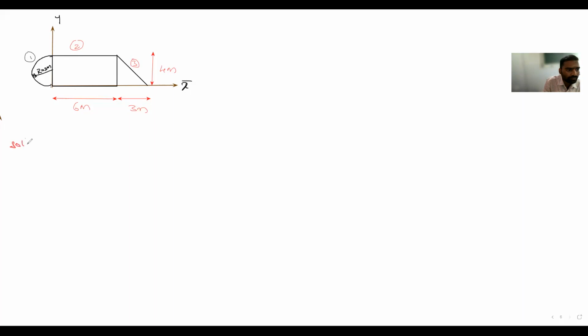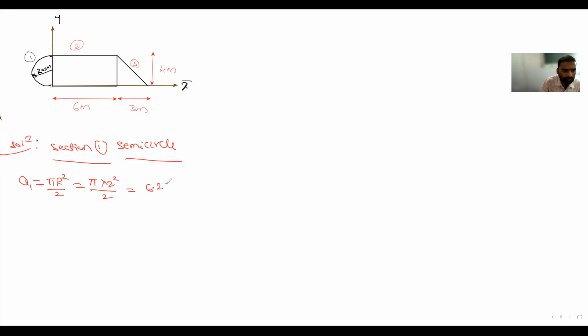First I will write the section solution. What is section 1? Semicircle. For your understanding, I am writing all these things. What is the area of the semicircle? Pi r square by 2. Pi r square divided by 2. Everyone, is it correct? Yes, sir. Pi into 2 square divided by 2, so the answer will be 6.283 square meter. All of you check it. Everyone, is it correct?